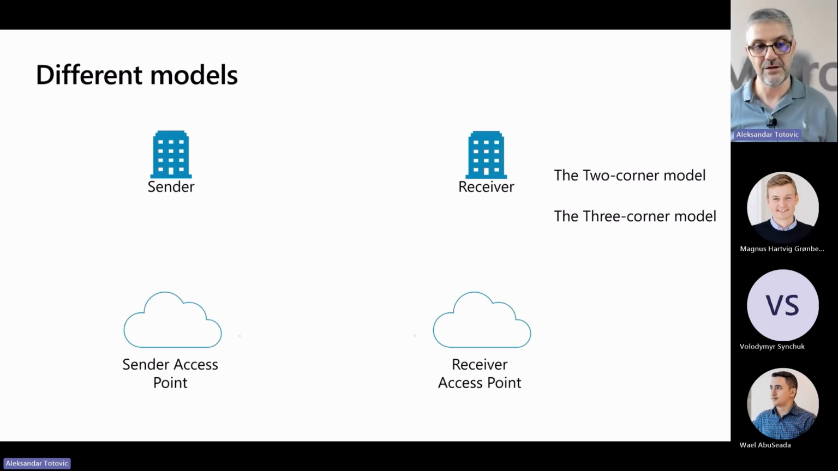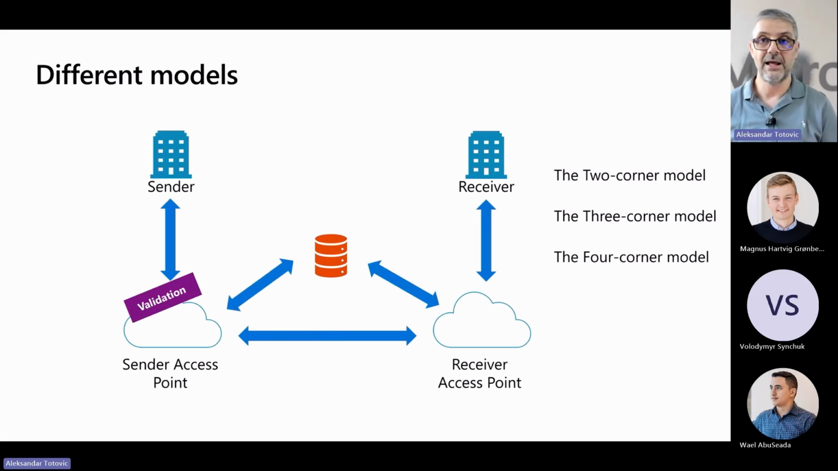This is, let's say, the standard PEPPOL model, and I think it is the most common situation in most countries: the four-corner model, where sender and receiver do not communicate even between themselves, nor directly with a service provider. Now we have sender and receiver access points. So sender, receiver, and two access points are four corners, and because of that, this is the four-corner model.